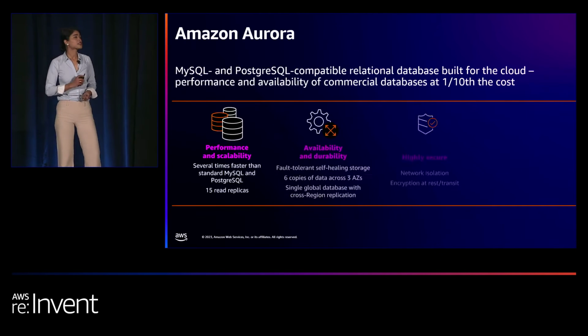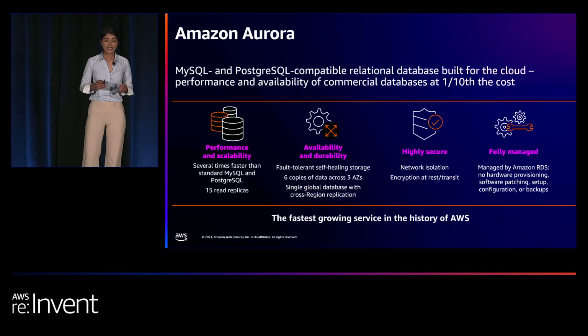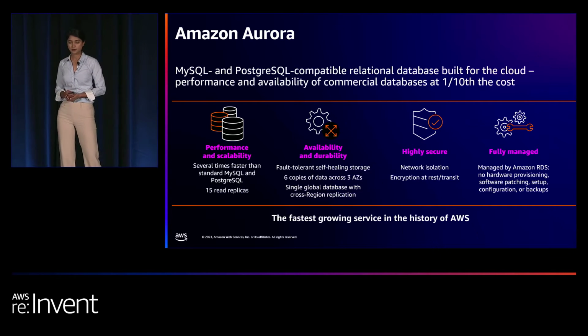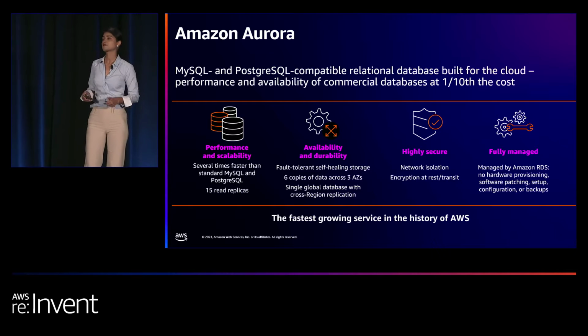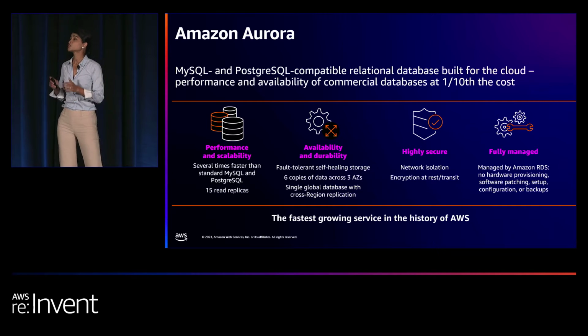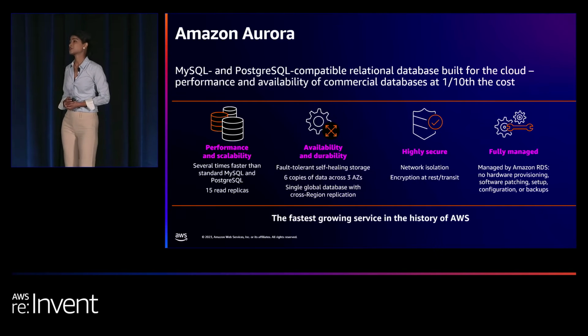Now, Aurora Serverless V2 is a feature of Aurora, which is a MySQL and Postgres compatible relational database that is built for the cloud. You get the performance and availability that you expect from a commercial database, but at just 1/10 the cost. It is also the fastest growing service in the history of AWS.